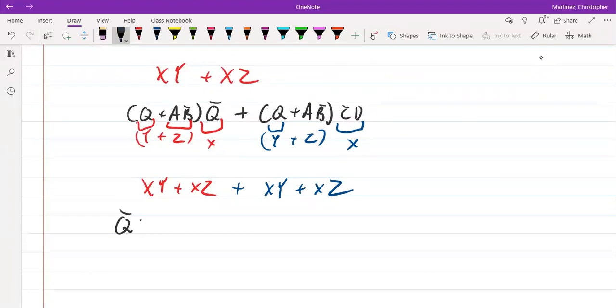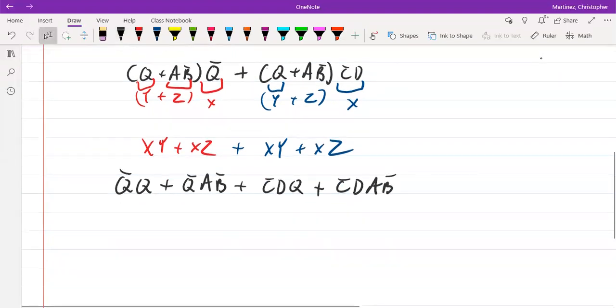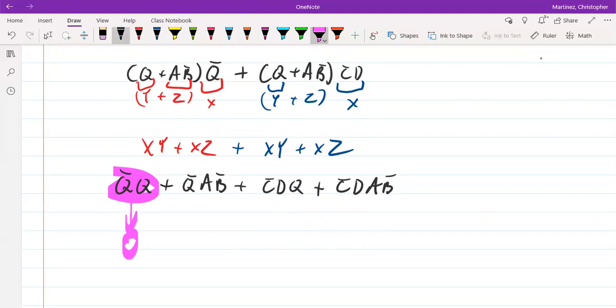I get q bar q plus q bar ab bar plus c bar d q plus c bar d ab bar. Okay, one thing I can see is I can look at this q bar and q. Well, those will always be conflicting. That was one of the theorems we had, and that turns out to be a 0. Okay, so since it's 0, I'm just not going to write it down.